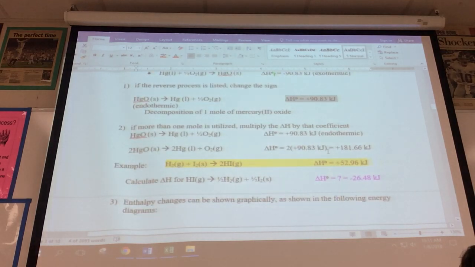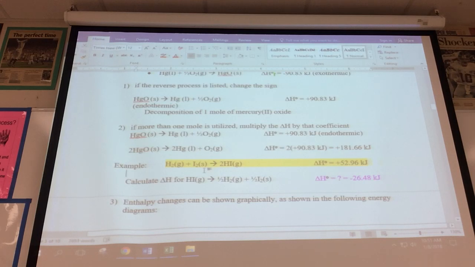But as you alluded to previously, if you have more than 1 mole, you're going to multiply the delta H by that coefficient. So again, the decomp reaction we just looked at, if you decompose 2 moles of this, then you would multiply the delta H of formation by 2. In this case, it's for decomp, so you're just going to multiply this delta H by 2 to get that. So you can do a lot of stoichiometry here.